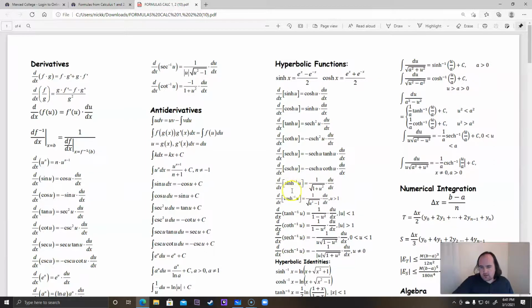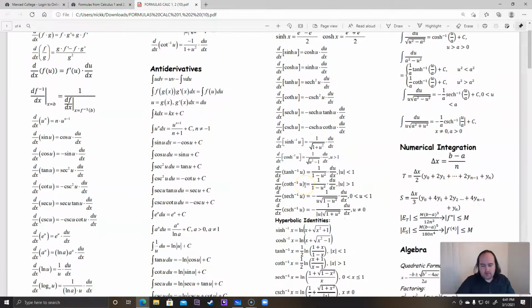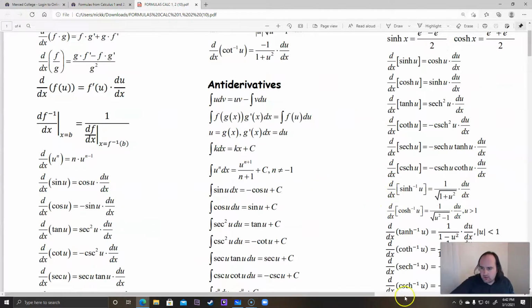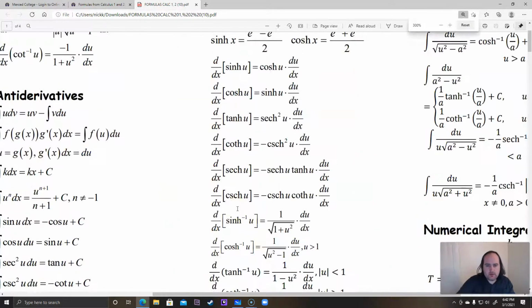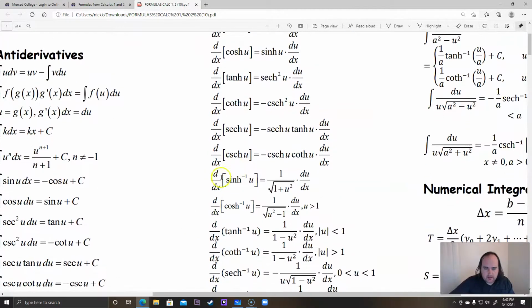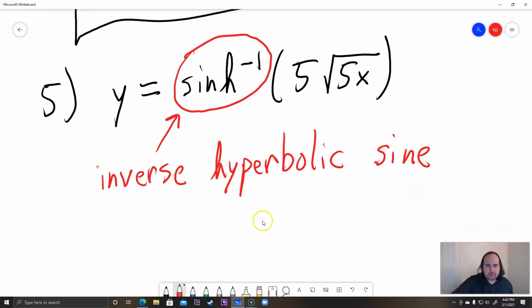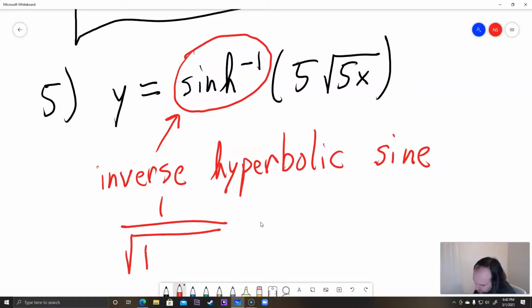So the one we want to focus on here is the formula for the derivative of sinh inverse of u, which is 1 over the square root of 1 plus u squared times du dx. So this is the one we're going to use here. In fact, let me zoom in case it's hard to see on the video. The one we're using is this one right here: d dx of sinh inverse of u equals 1 over the square root of 1 plus u squared times du dx.